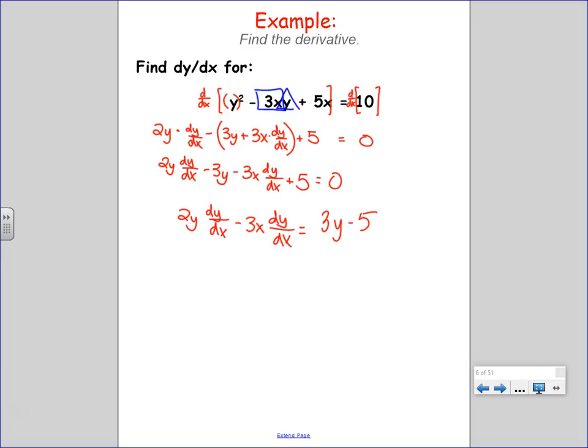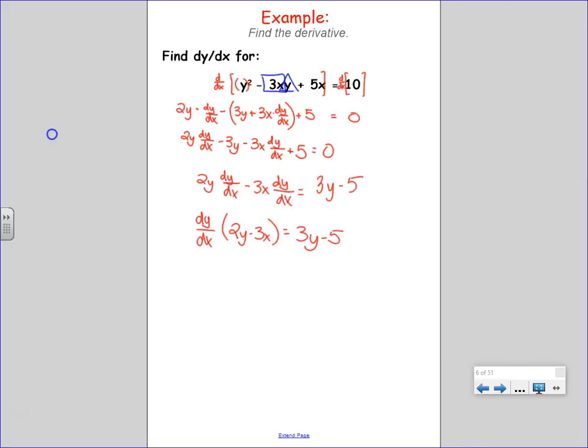So the only way to do it is, hey, pull out that dy dx. It's stuck. Not equals it. Just factoring here. dy dx times (2y minus 3x) equals 3y minus 5. Last step, get it alone. And the only way I can see to get it alone is, that's a mess.